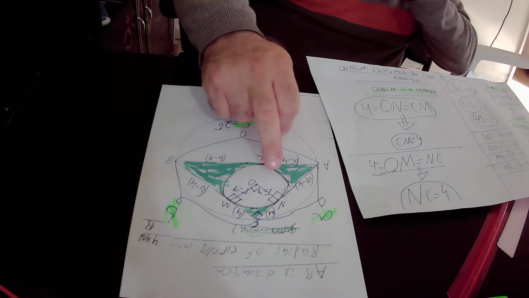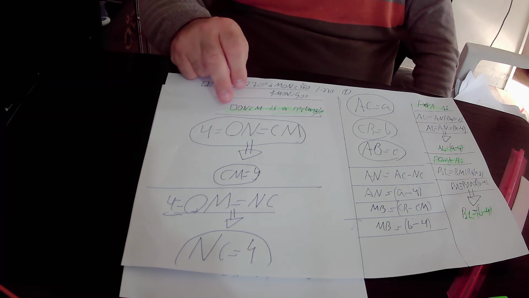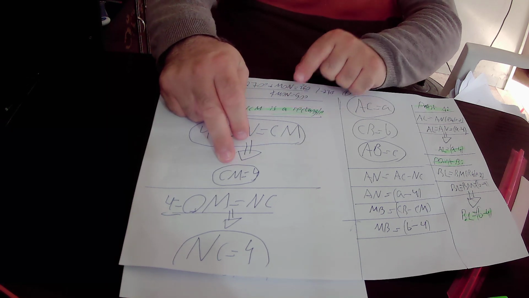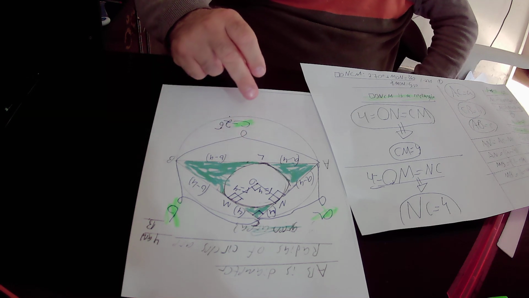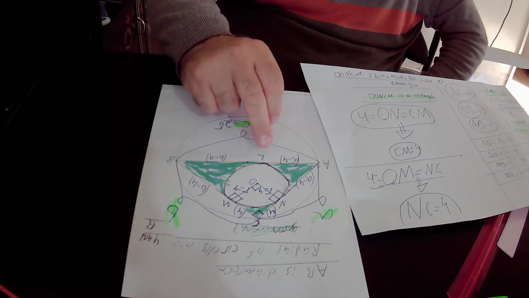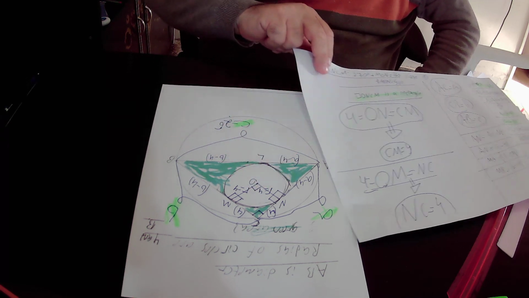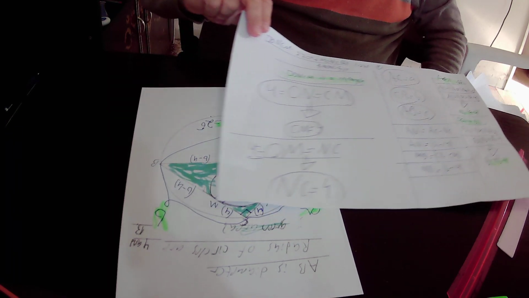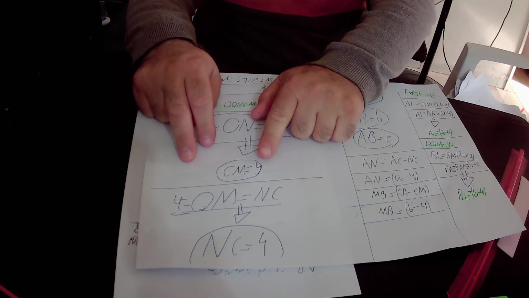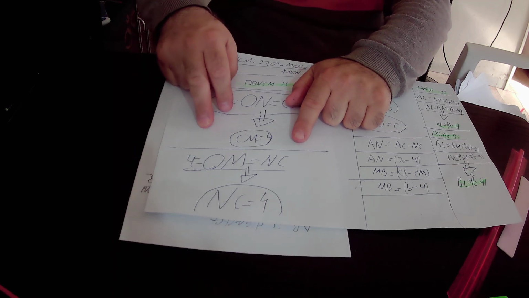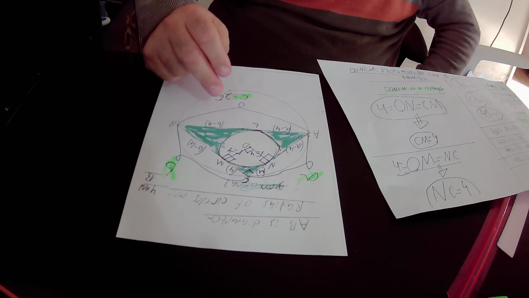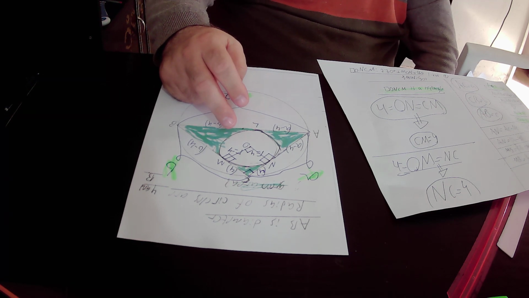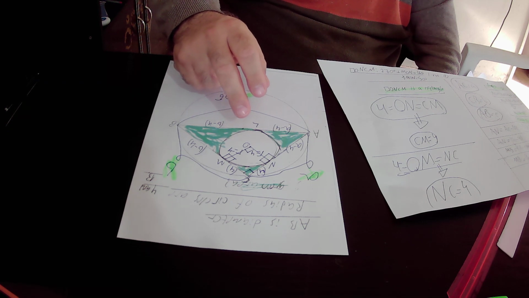But we have already found out that ON equals 4 units. From this equation, 4 equals ON equals CM, we derive that CM is also equal to 4 units. Likewise, according to the rule that the opposite sides of a rectangle are equal to each other, we get that OM equals NC. But we have already found out that OM equals 4 units, so from this equation, 4 equals OM equals NC, we derive that NC is also equal to 4 units. So we found out that all the sides of quadrilateral ONCM are equal to each other, they are equal to 4 units, therefore quadrilateral ONCM is not just a rectangle but a square.